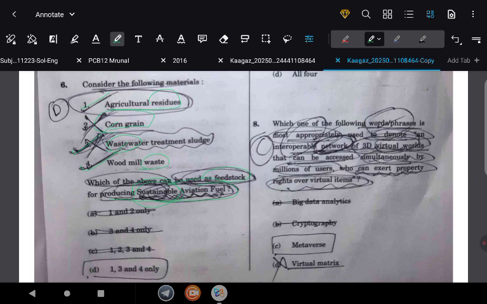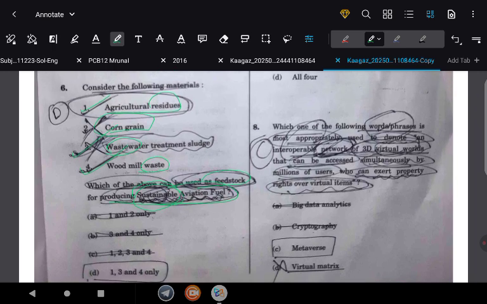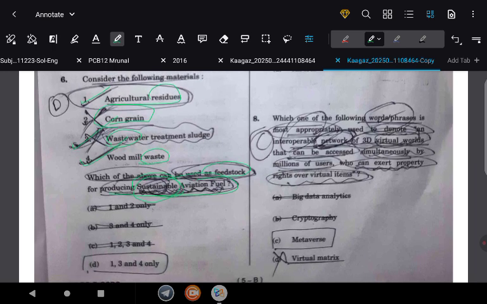So I was a bit confused whether it would be all the products, all the four options, or all the three options except the corn grain. And I went with option D. And mostly according to a lot of the answer keys, this is wrong. But let us see. We will have to see what UPSC will give as the answer.